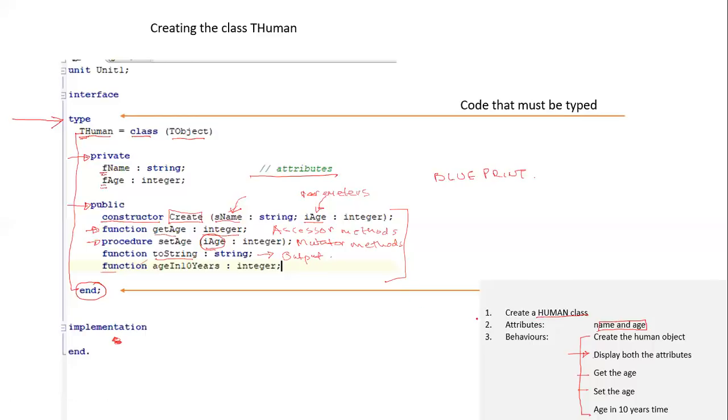I'm then wanting another general method to be able to tell me what the age of the person will be in 10 years' time. So I've chosen to write this as a function so it can return the value. The name is age in 10 years, and it's going to take the age, add 10 years to it, and it's returning it as an integer value. So this is what my blueprint for this human class is going to look like.